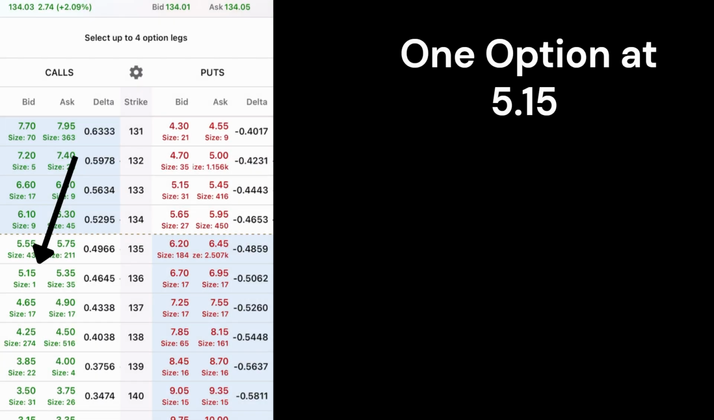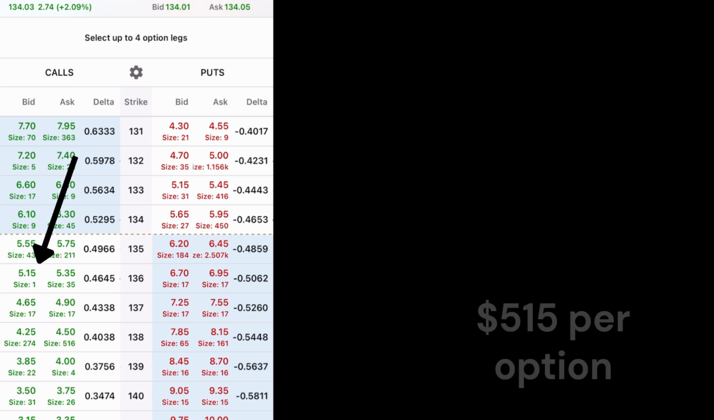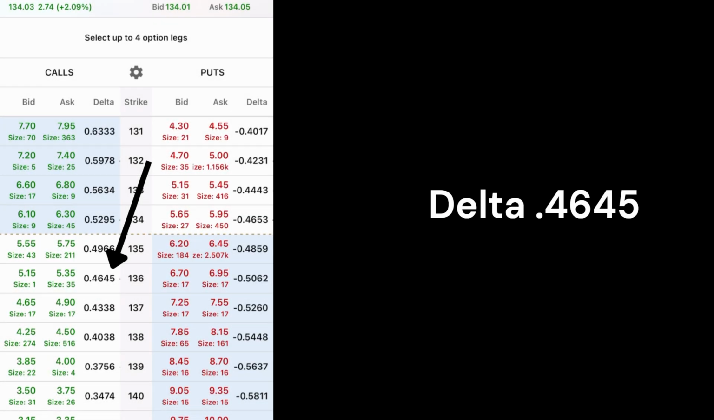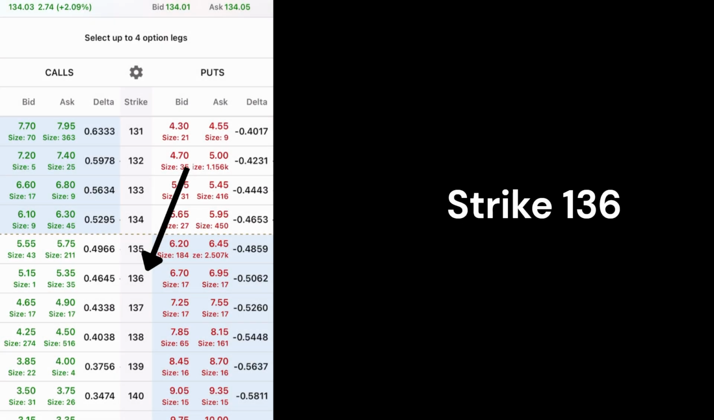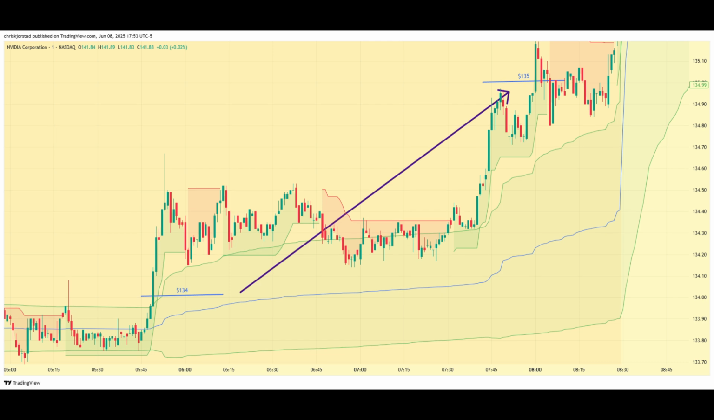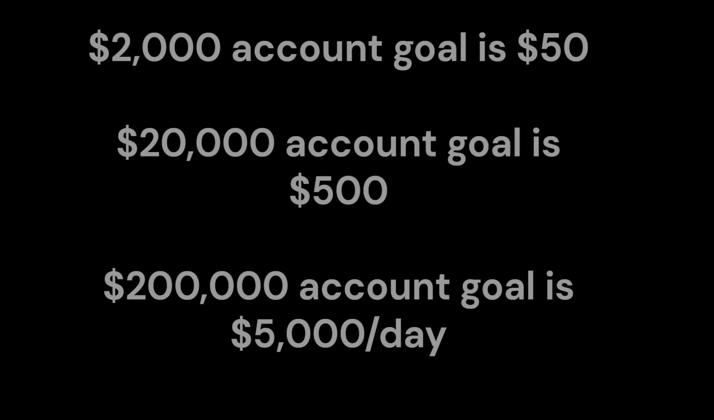Let's explore a practical example. Suppose an option is priced at $5.15. Remember, one option contract represents 100 shares, making this option's cost $515. If this option has a delta of 0.4645 with a strike price of 136, and NVIDIA stock moves from its current price of $134.01 to $135.01, the value of your option would increase to about $561, yielding a profit of $46. Our goal today is to safely achieve a $50 profit.